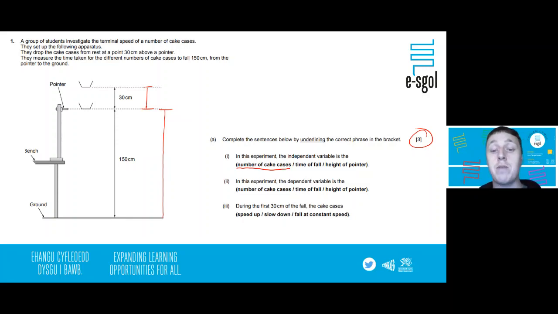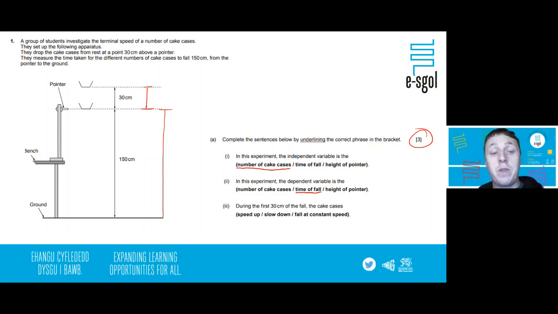It was decided to change the number of cupcake cases between 1 and 5, and that was the independent variable. As a result, part 2, the dependent variable, which is the thing that you will measure as a result of changing the cupcake cases, is the time of the fall, the duration it takes to travel 150 centimeters.